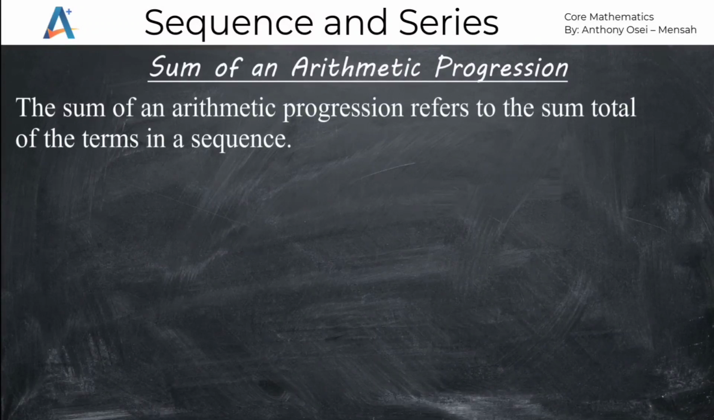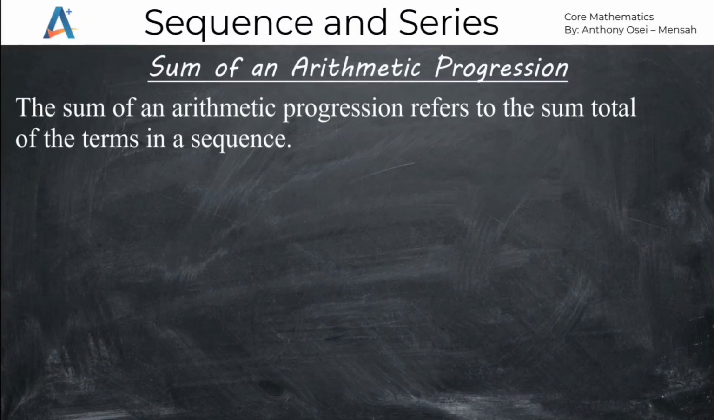Now, it means that when you are adding the terms in the sequence, it becomes what we call the sum of the sequence. So anytime you are given a sequence and you are able to know the first and last term of the sequence, and you add all the terms in the sequence up to the last term, that behavior is referred to as the sum of the terms in the sequence.